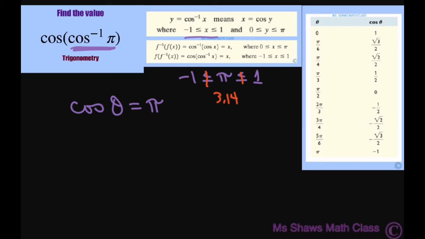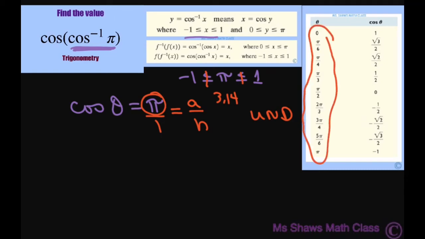And again, if you write this in fraction form, this would be adjacent over hypotenuse, which means our adjacent's larger, so it doesn't make sense, so that's undefined. Also, if you looked at the table, now pi is on this side, right? But what we're looking for is this side. We're going from 1 to -1, and there's no pi there.